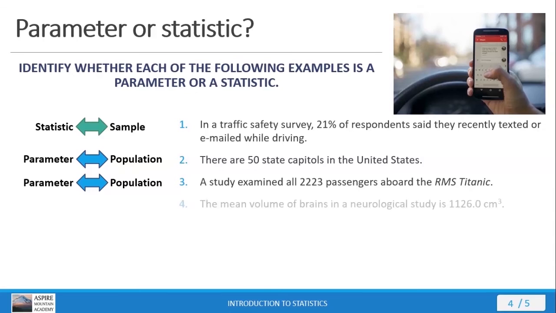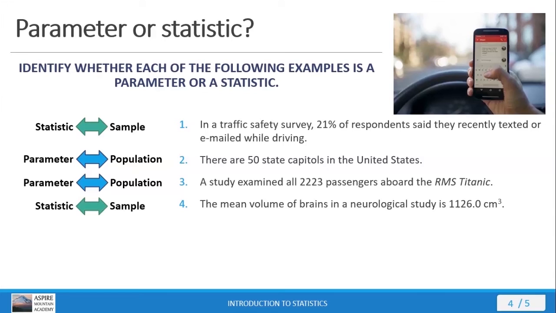Here's our next example. The mean volume of brains in a neurological study is 1,126.0 cubic centimeters. Is this an example of a parameter or statistic? I'll give you a moment. Well, I hope you said statistic, because that's what this is.